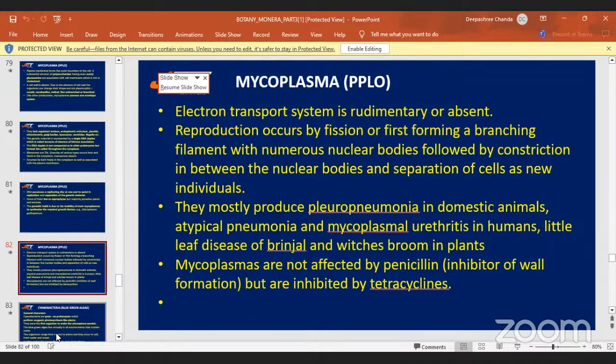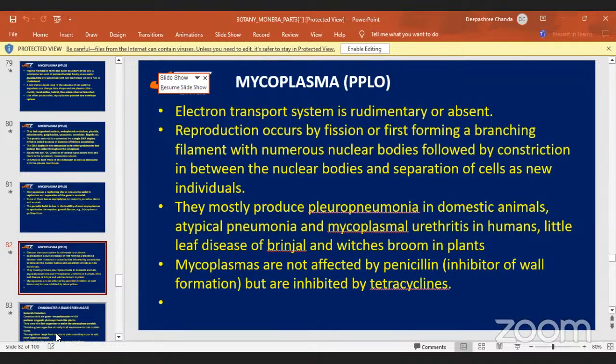They mostly produce pleuropneumonia in domestic animals. From that pleuropneumonia disease, Nocard and Roux first identified this mycoplasma because they are the causative agent of the disease pleuropneumonia in animals, which is a typical pneumonia, and mycoplasma urethritis in humans. Little leaf disease of brinjal and witches' broom in plants.